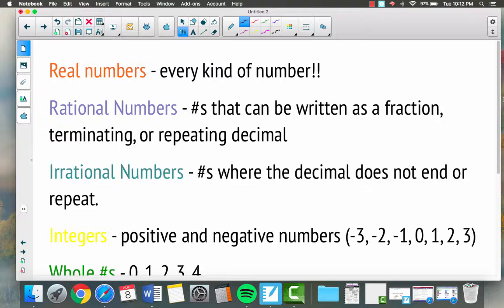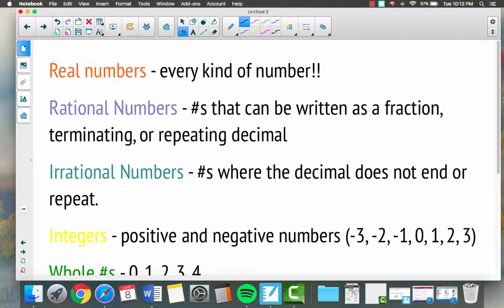So the first thing we're going to talk about are real numbers. Real numbers are basically just all the numbers, so that's a really generic category. Real numbers encompass every kind of number that you could pretty much think of. Where we start to get more specific is where we go down this line. At the bottom of the screen, I'm going to have a little diagram that shows how they're all related. So don't worry if you're not sure about where everything belongs quite yet.